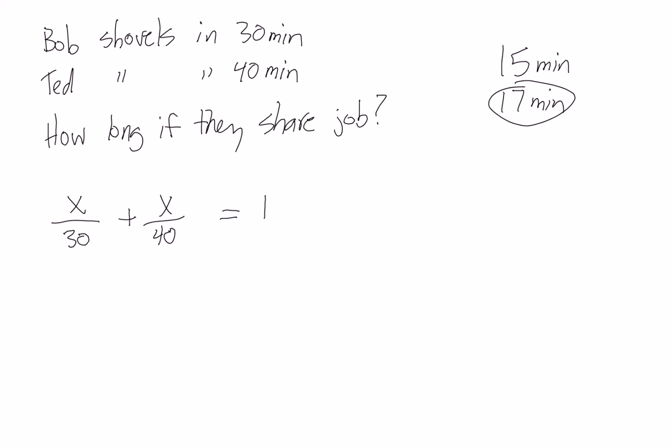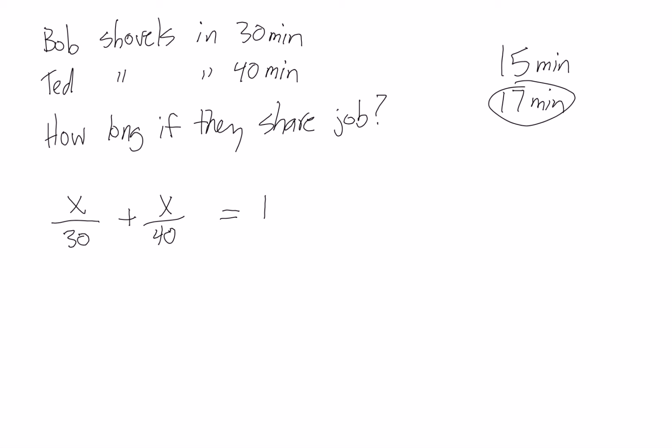Okay, so when you set up your equation, like I said, we want to write it as x over 30 plus x over 40 equal to 1. It's always going to be that format. The only thing that'll change, instead of 30 minutes and 40 minutes, it might be 2 hours and 3 hours or whatever. The reason we set it up like that is we think of Bob doing the job: he does 1/30th of the job per minute. So 1 over 30 is the rate that he works at, and x is the total amount of time it takes them to do the job together.